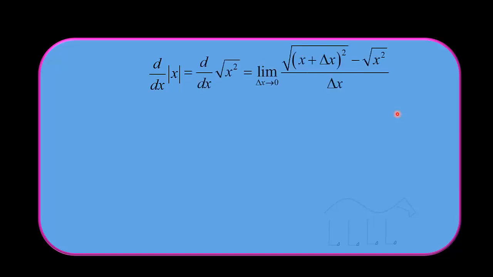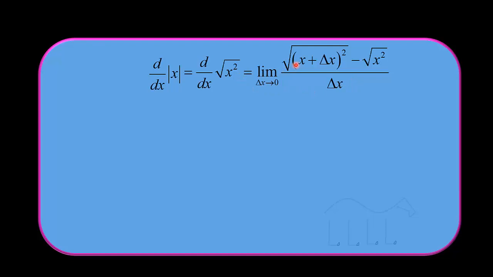Okay, let's take a look at the derivative of the absolute value of x. So remember, the absolute value of x is just the square root of x squared. That's what it is. So I can rewrite d dx absolute value of x as d dx square root of x squared. And then we can plug that into the difference quotient, because this is the definition of the derivative.